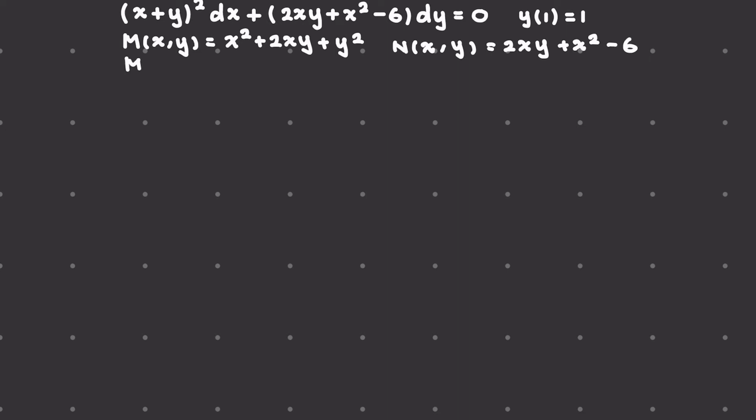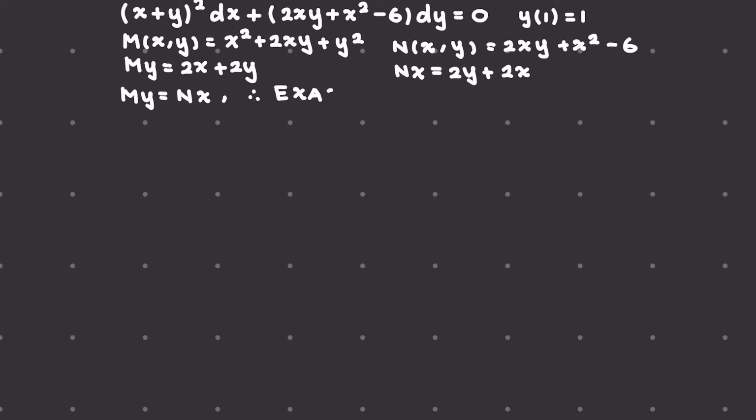Let's take the partial derivative of M with respect to y here, where our x's are the constants, and this will be 2x + 2y. And let's take the partial derivative of N with respect to x here. That means our y's are the constants. This will give us 2y + 2x. And we can draw our first conclusion, which is My equals Nx. Therefore, this is an exact differential equation, and we can solve it. Like the previous example, I'm going to take this partial derivative of f with respect to x here, and later on integrate it.